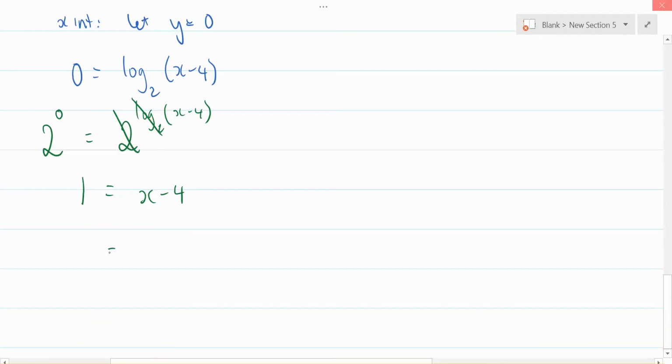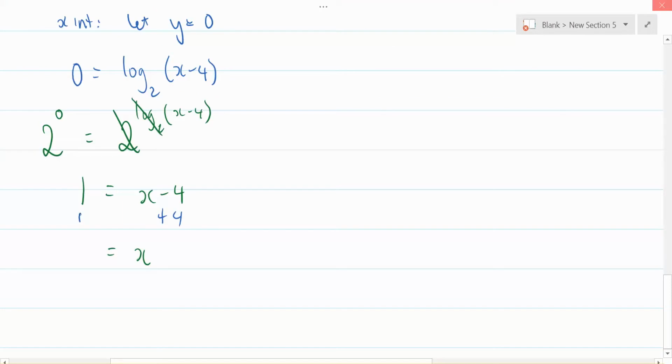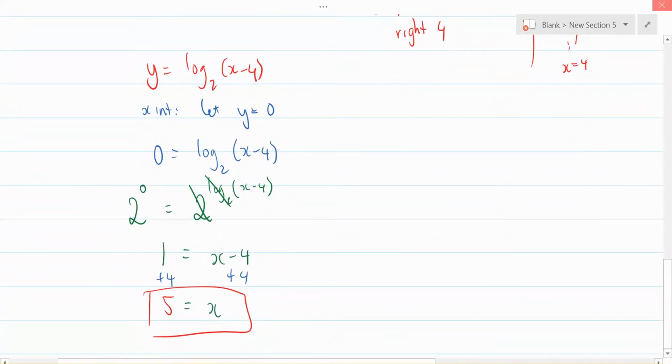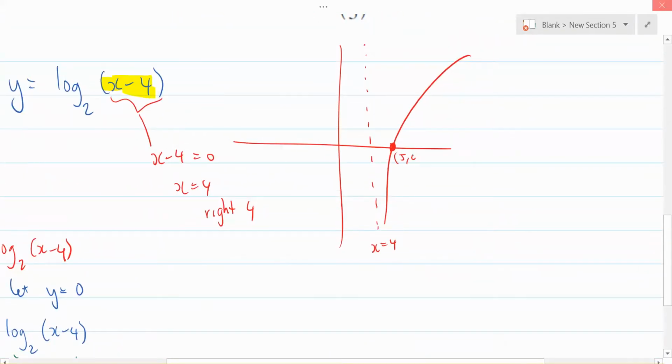Now we can solve for x. X has to equal, add 4 on both sides. You see, I'm just balancing the equation. I haven't done anything tricky. I'm just following inverse operations you learned back in year 7. So now I know when y equals 0, x equals 5. So that means this one right here is (5, 0).